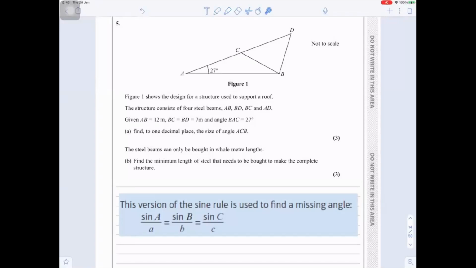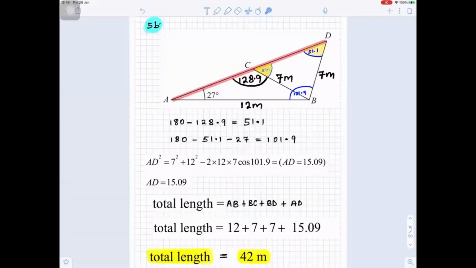Question 5b. Find the minimum length of steel that needs to be bought to make the complete structure. So what we want to do is find the length of AD, from A to D.